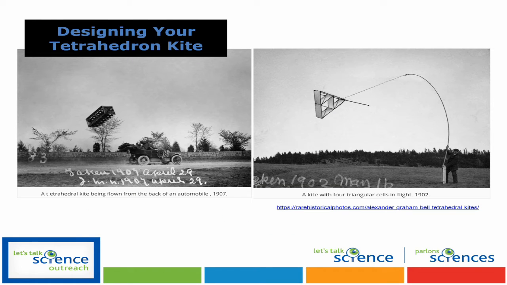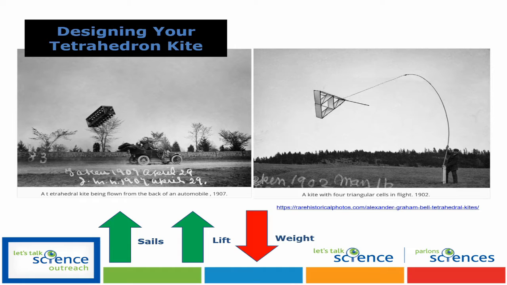You can create tetrahedron kites with as many sails as you want. More sails means more surface area and therefore more lift. However, more sails also means your kite will be heavier and the force of gravity will be stronger, making it harder to take off. It is important to balance these two forces when designing your kite.